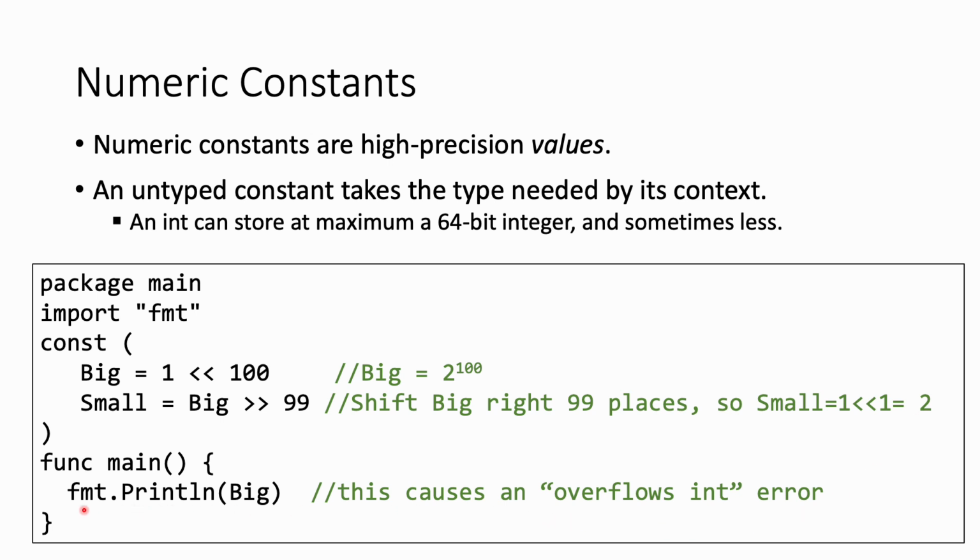And so now when you try to print out the value of big, you will see that it will cause an integer overflow error, because in order to represent the full value of this number, you will need 100 bits, but an integer can have maximally 64 bits. So this causes an integer overflow error. So you need to pay attention when you use a big number.